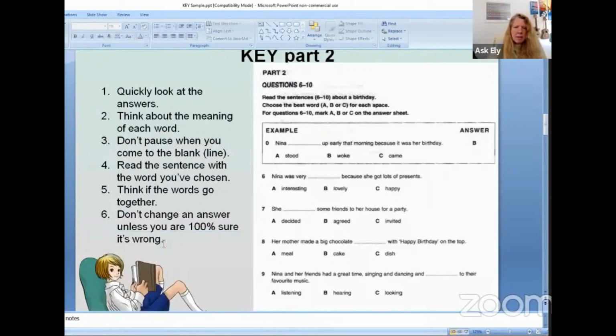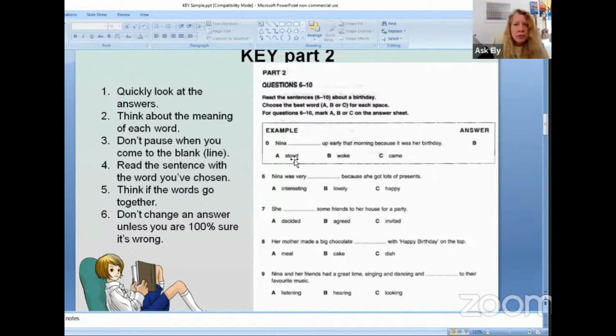Don't change your answer unless you're 100% right. You see, I tell my students, don't change an answer because usually your first answer is the correct answer, right? Usually the first answer is your correct answer. And if you change the answer, it could be wrong. So only change it if you know that it's wrong and you know that it needs to be changed. Okay, so we have an example here. We'll look at the example.